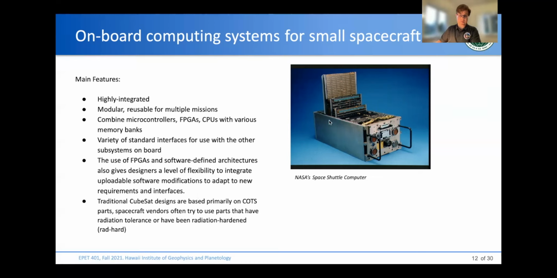So this is just an example of the space shuttle computer. You can see it was a bulky computer, modular possibly, but it still used a lot of volume to fit every function of it. Of course, the space shuttle is a very different flying machine than our CubeSat, but this shows that typically this is how flight computers have been developed, and now we're moving towards a more compact shape and form.